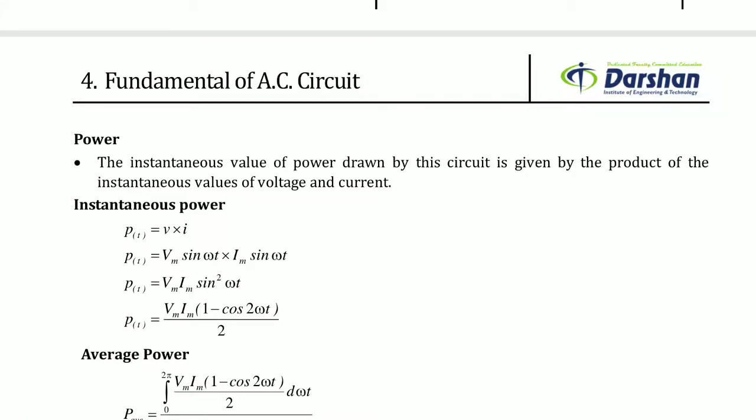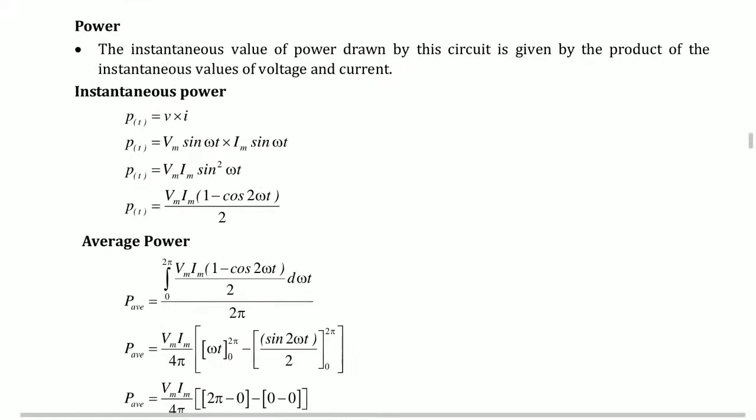Now, how can we calculate power? Power is nothing but the instantaneous value of power drawn by this circuit, given by the product of the instantaneous value of voltage and current. In general, we can say power is nothing but voltage into current.